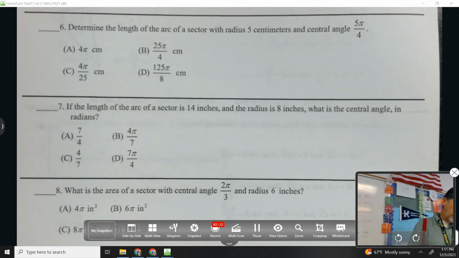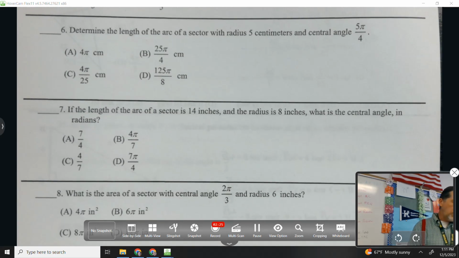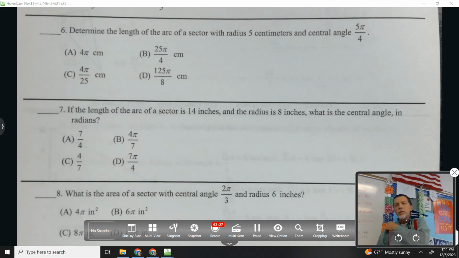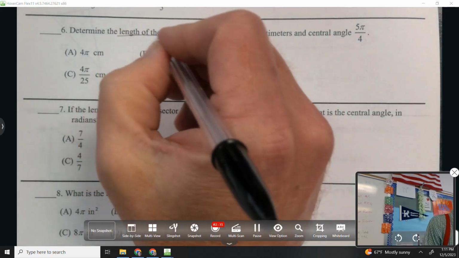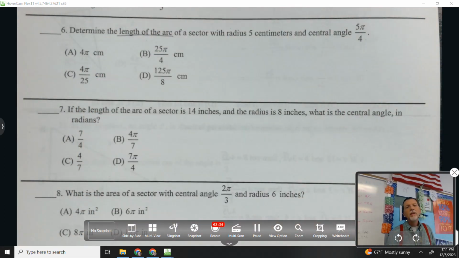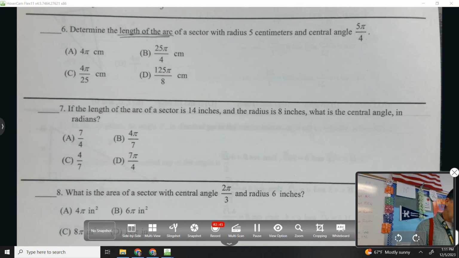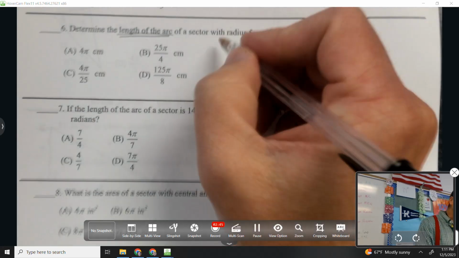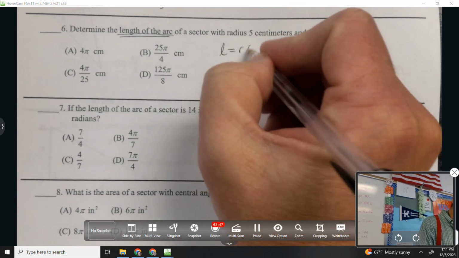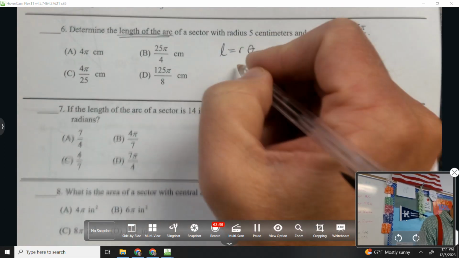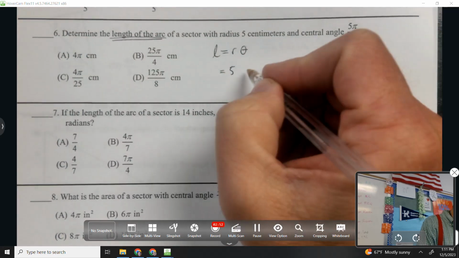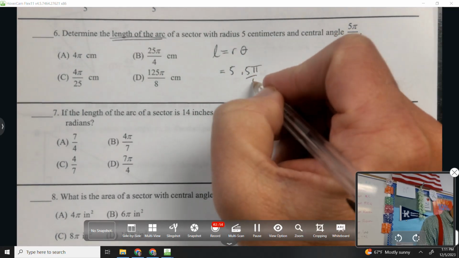6, 7, 8, and 9, they're not on the test. I'm going to do them quickly, just as a review so you see it, because it is part of the curriculum you're supposed to know, but it's not on the test. So just quickly on number 6. Yep, 6, 7, 8, and 9. Those are sector area and arc length. Number 6, the arc length, so that's L equals r theta, with radius 5, central angle 5 pi over 4.